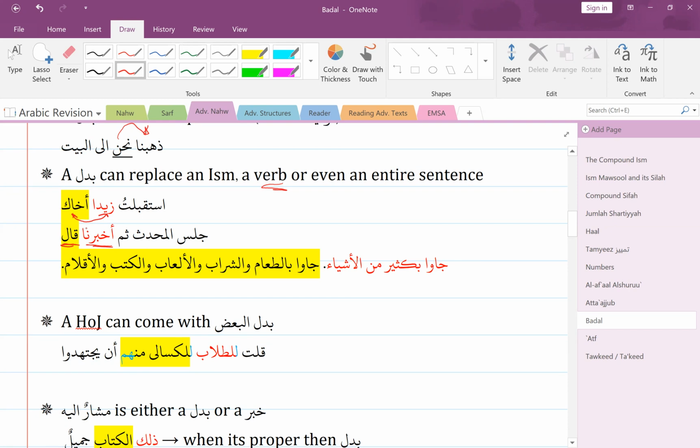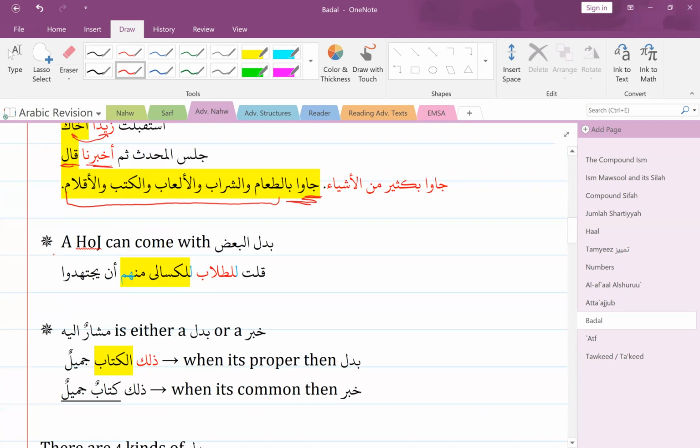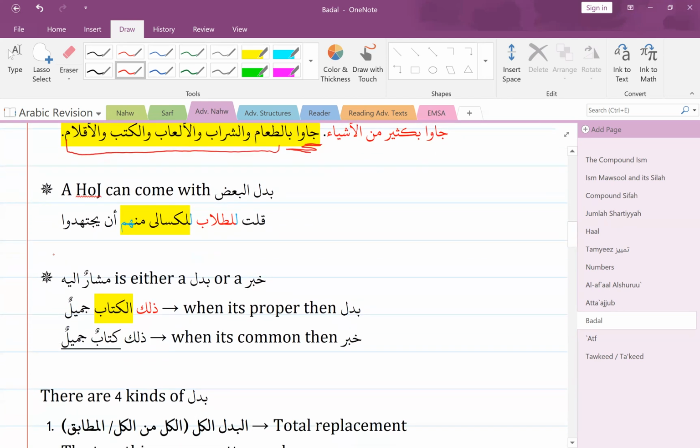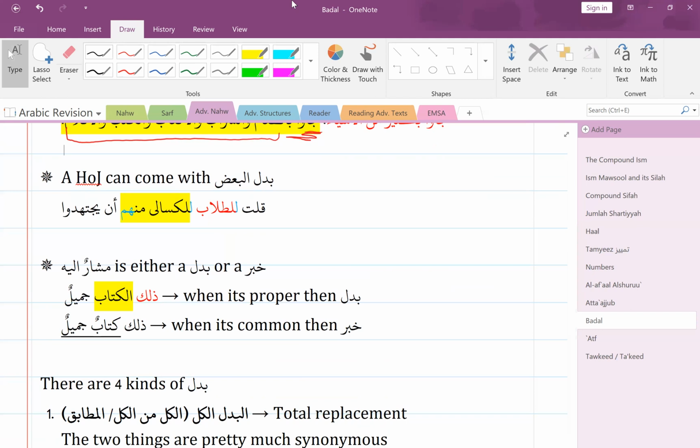So you can see the verb is being repeated. This is a clue that tells you that the whole sentence is actually a badal of this. I can replace these two things, and it will basically mean the same thing, because all this qualifies as a lot of things. I listed a lot of things. So you can see that we can actually do a badal of an entire sentence. Right? Any questions so far? Okay. Great. Remember, if you have any questions, feel free to ask.